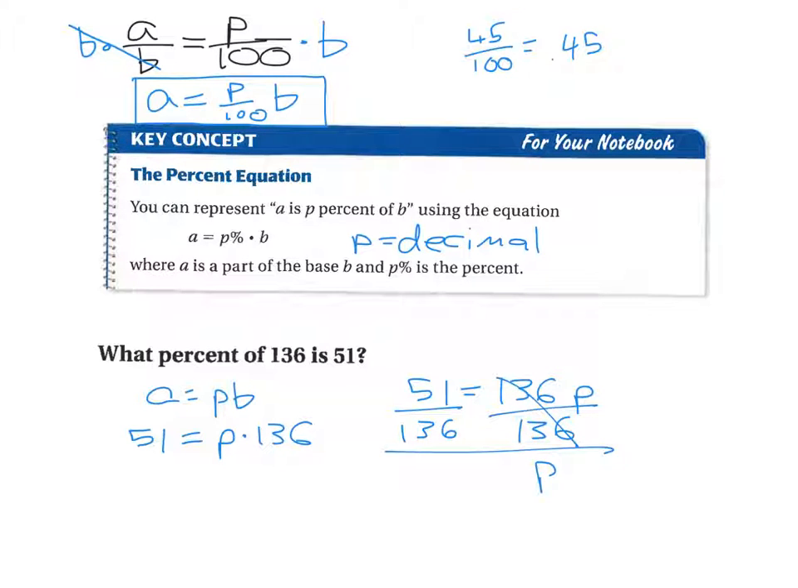Now I'm going to get p equals, and using my calculator again, 51 divided by 136 is 0.375. So we have our percent now written as a decimal. But if I want to write it as a percent, because that's what it's asking for in the problem, I'm just going to move my decimal over 2 spaces to the right, and my percent is 37.5%.